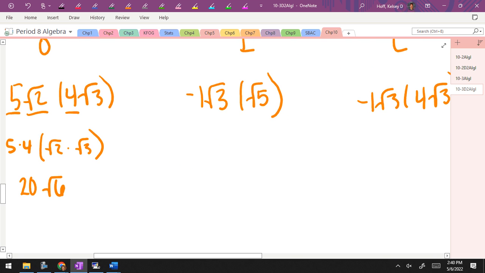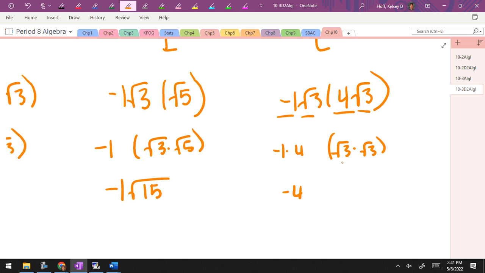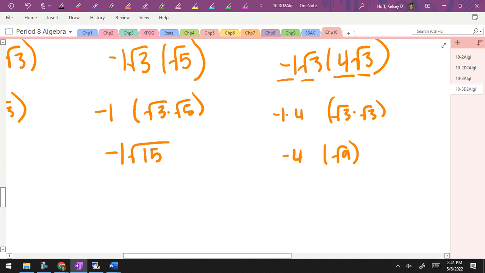I don't have anything to take -1 times. Square root of 3 times square root of 5 is negative. Yeah, very good. Square root of 15. And your last one, -1 times 4 is, and square root of 3 times square root of 3 is, what'd you say? Cohen, what'd you say? Square root of 9. What is square root of 9? So -4 times 3 is.